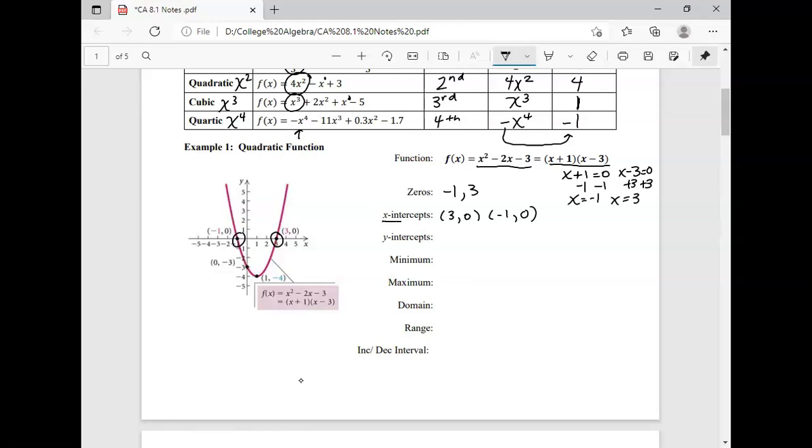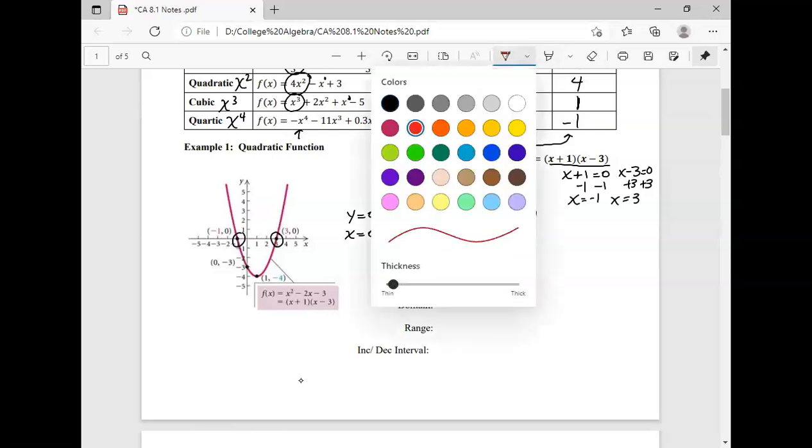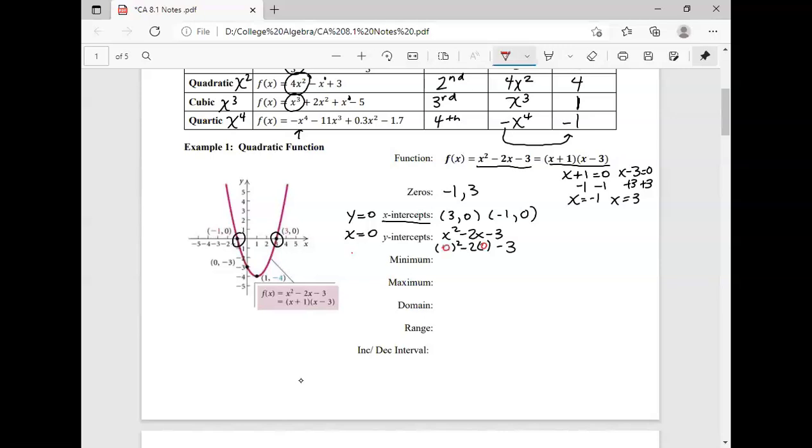So when you're finding x-intercepts, you're looking for the place where y is equal to 0. But when we find y-intercepts, we're looking for when x is equal to 0. So right now, my equation that I have up here at the top is x squared minus 2x minus 3. So if I plug in 0 for x, I just insert a 0 in here for x.